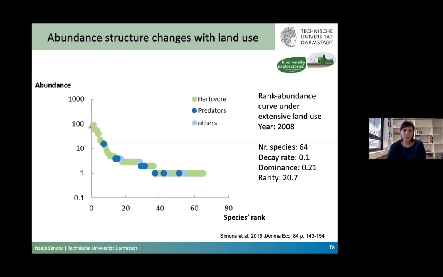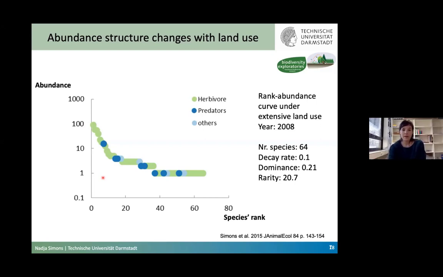What's also very typical is that the most abundant species has a very moderate dominance, so it's very close to the second most abundant species. So it's a very shallow curve with a high number of species.